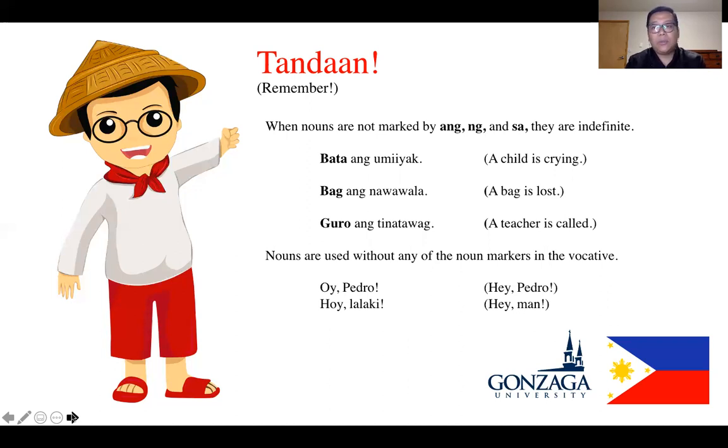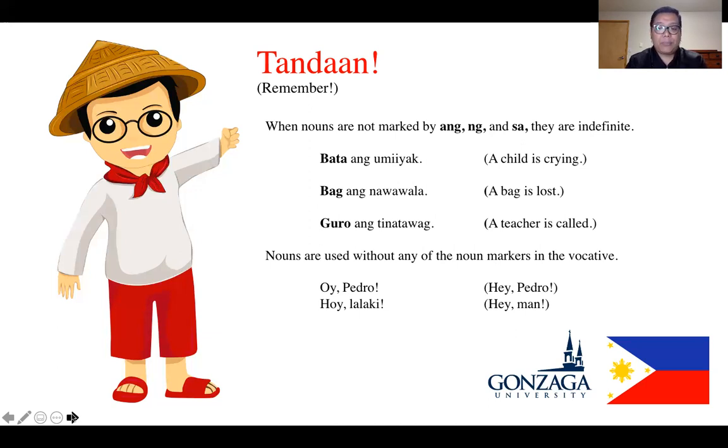But in Filipino, we don't have a direct translation for a. So we say only bata ang umiiyak, or child is crying. But in English, it should be a child is crying. Bag ang nawawala. A bag is lost. Guro ang tinatawag. A teacher is being called. Okay? Nouns are used without any of the noun markers in the vocative. Okay, so when you say vocative, it's like a sentence that portrays you're calling someone.